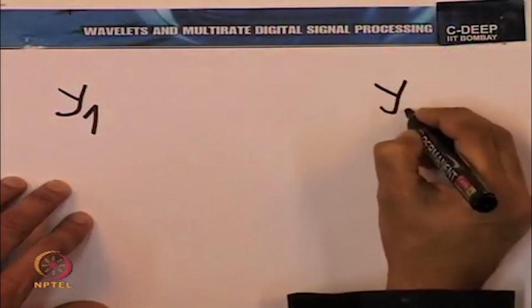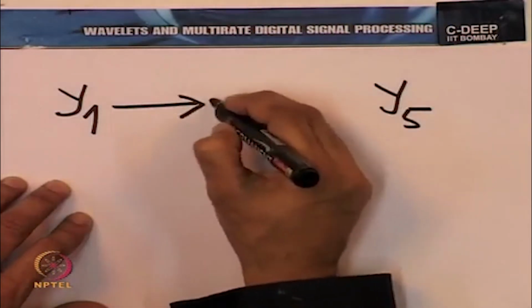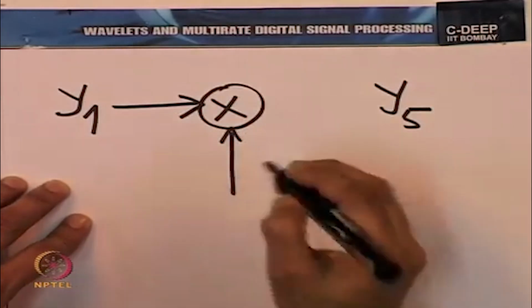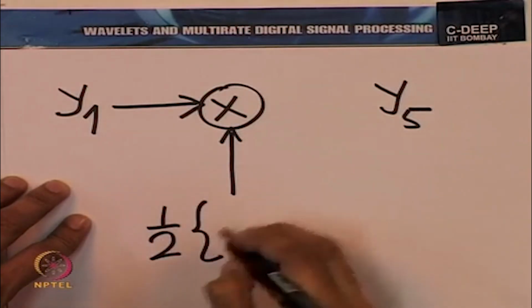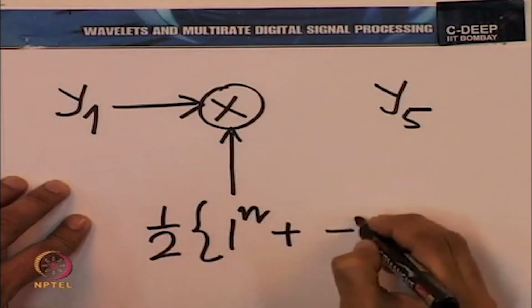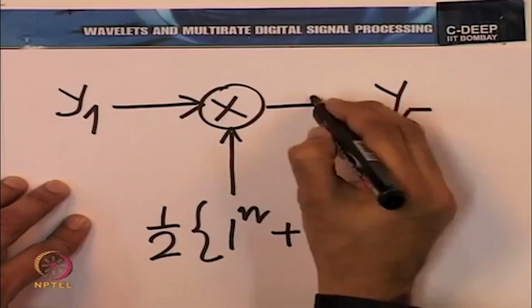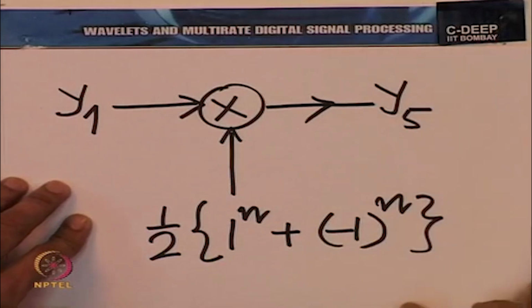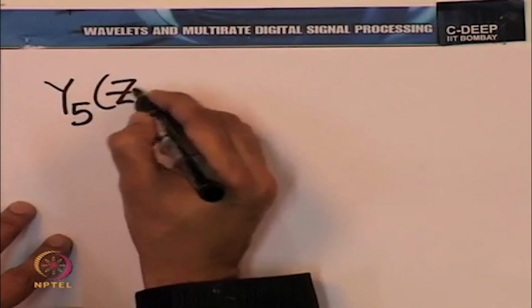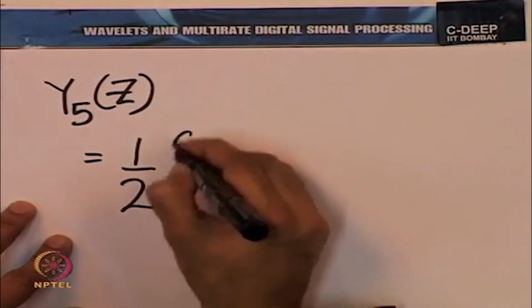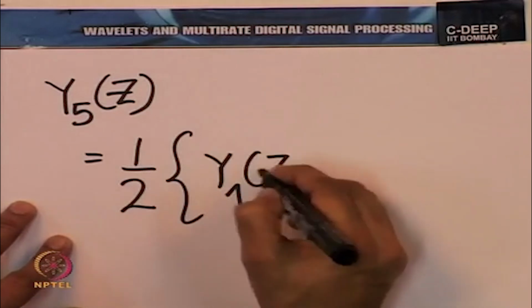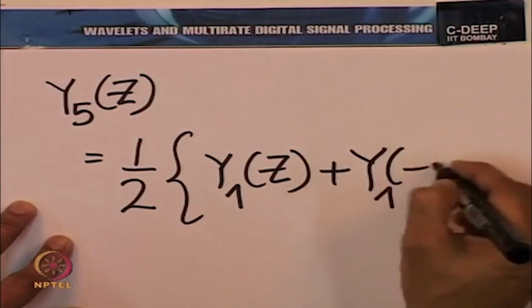So, we will put the relation between y1 and y5, and y1 to y5 is essentially just a modulation by 1 raised to the power of n plus minus 1 raised to the power of n multiplied by half. And therefore, the z transforms are easily related. Y5(z) is half Y1(z) plus Y1(-z).